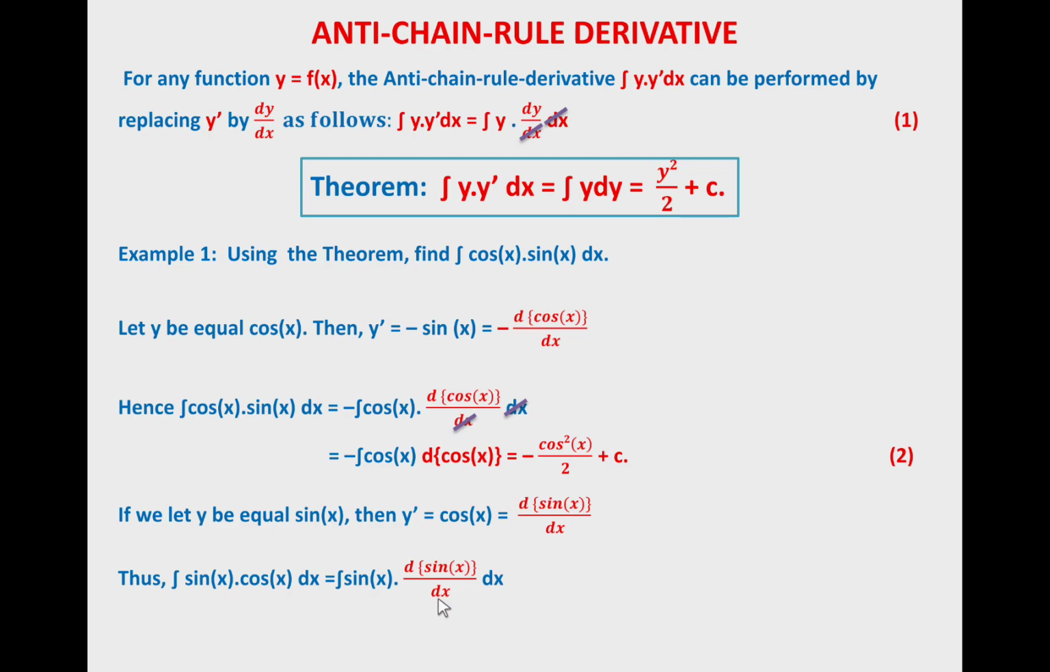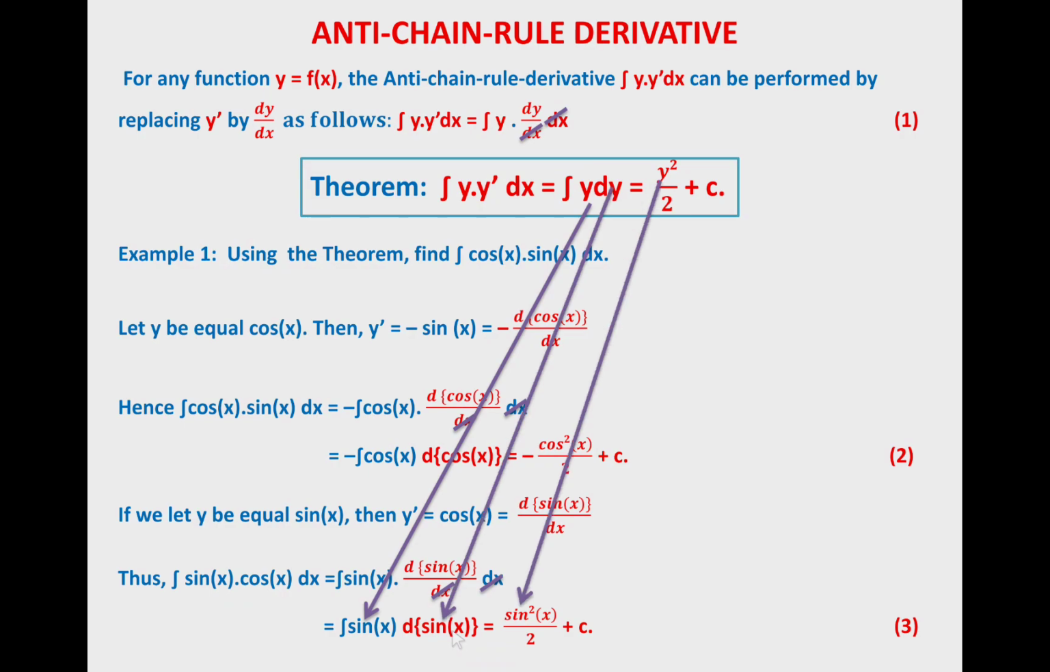Once again we have dx in numerator and denominator. Let's get rid of them, and then that will leave us with integration of sine x d sine x. So integration of sine x d sine x, in a similar manner we could just say that we're mapping. So integration of y dy is equal to y squared over 2 plus constant. So integration of sine d sine should be equal to sine squared divided by 2 plus constant.